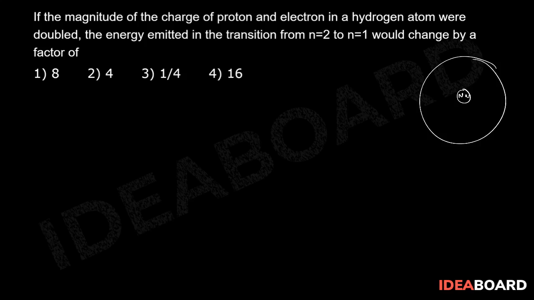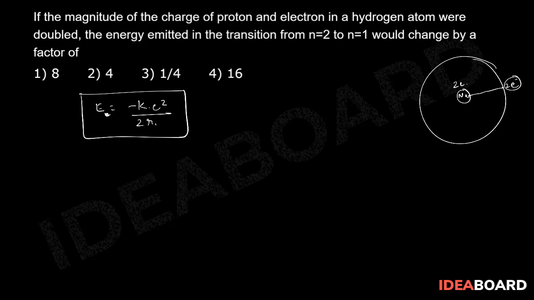This is the nucleus which consists of charge 2e, because they are saying that proton and electrons charges are doubled, so the electron will have minus 2e, correct? So we know that the expression of energy is equal to minus k e square upon 2r. So in any state, energy is going to be E is equal to minus k e square upon 2r, correct?